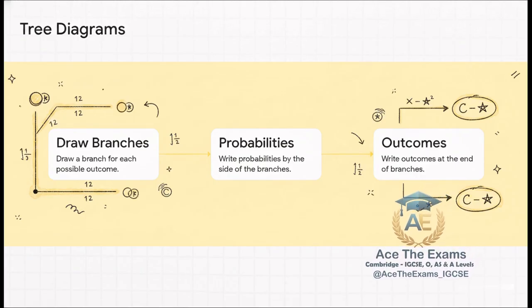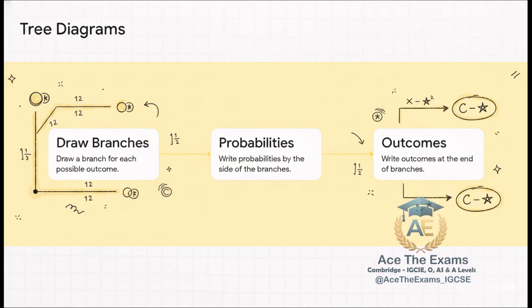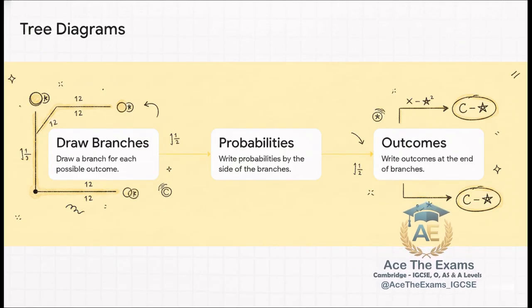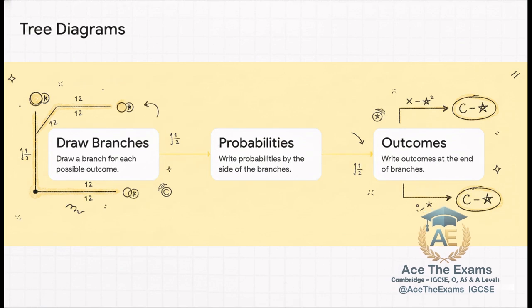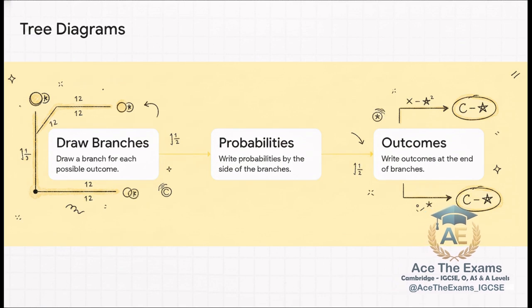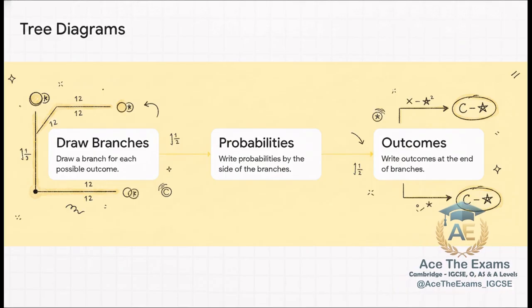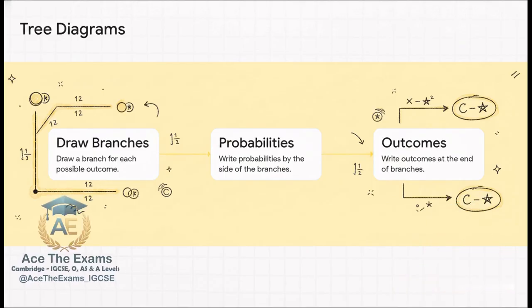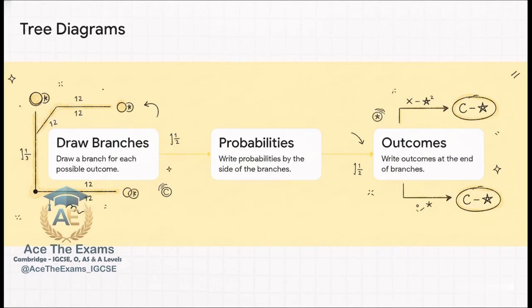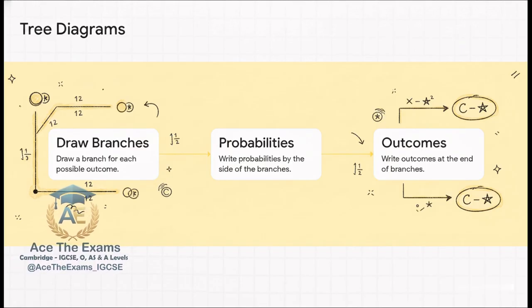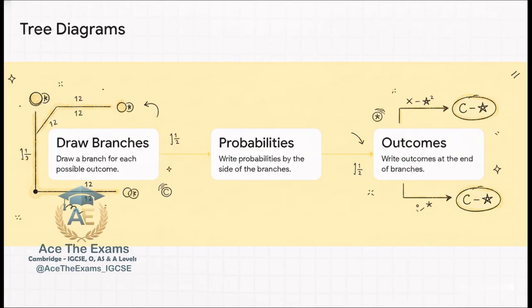Step 1. Draw the branches. You start at a single point, then draw a branch for each possible outcome of your first spin, heads and tails. From the ends of those, you draw fresh branches for the second spin, and so on. Step 2. Write the probabilities right beside the branches. For a coin, obviously that's 1/2 on every single branch. And finally, Step 3. Write your final combined outcomes at the very ends of the branches.